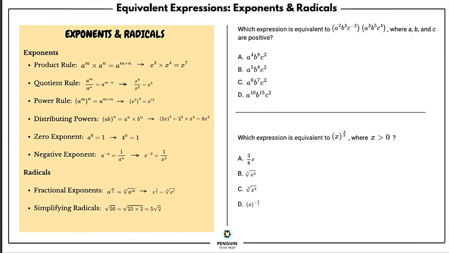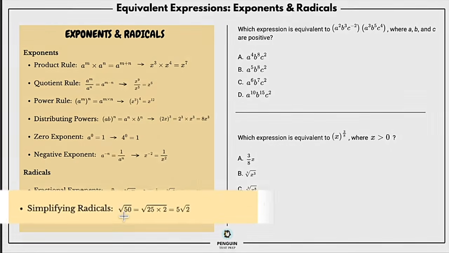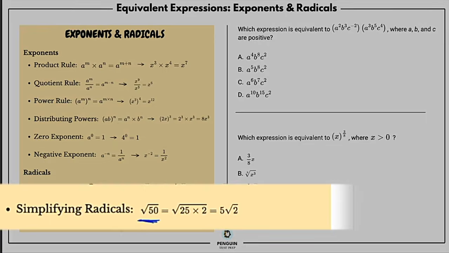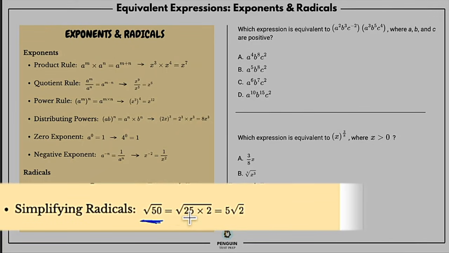That's the rule for fractional exponents. And then finally, for simplifying radicals, just keep in mind that the square root of something is allowed to be turned into the square root of 2 of its factors multiplied by each other.